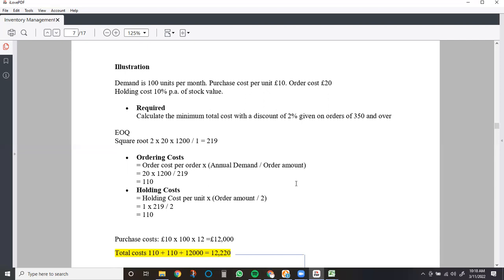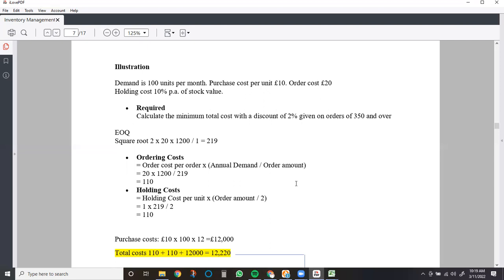With that in mind, the ordering cost per order times annual demand over order amount. Remember, in order to calculate the total ordering cost, you take the total demand divided by the size of the order and multiply by the cost of placing an order. So the cost per order is $20 as given, times 1200 over 219. 1200 is the annual demand.